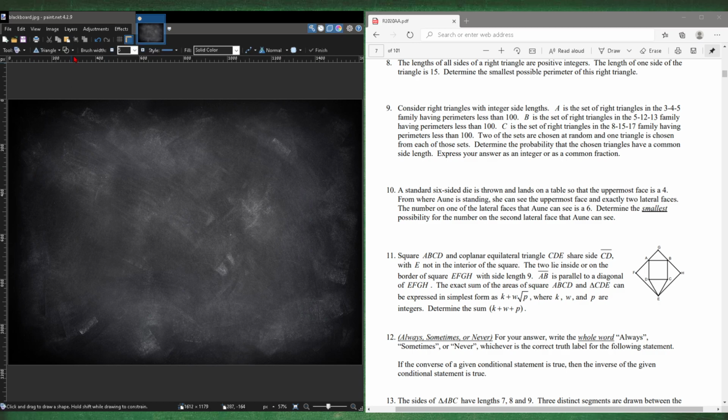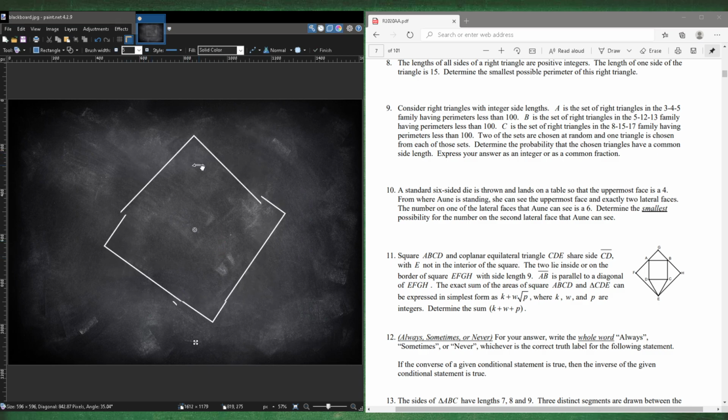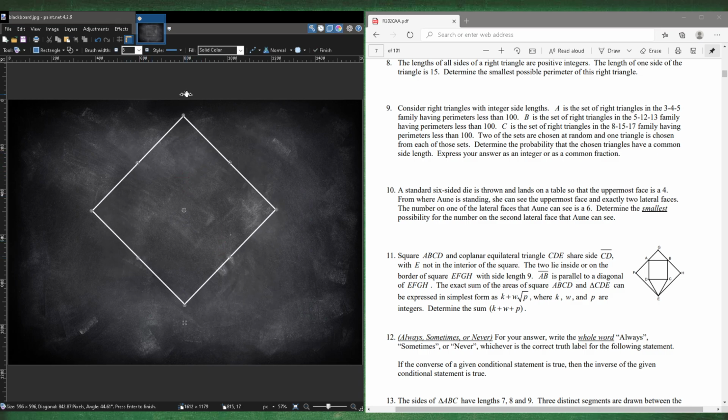So we're just going to draw a general picture of how this looks. So let's say something like this. So this might take a while because trying to make one that's kind of super precise is really difficult. Maybe a little bit more. Probably. And then we have an equilateral triangle. A little bit too much. And a bit bigger.